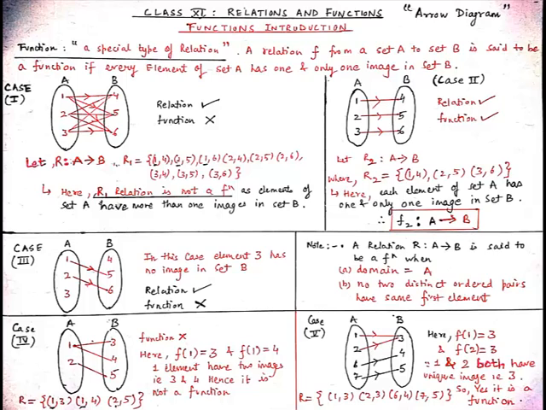Now let us see case 3, in which the elements of set A are 1, 2, 3 and elements of set B are 4, 5, 6. By this arrow diagram, 1 is related to 5 and 2 is related to 6. As you can clearly see, the element 3 in set A has no image in set B. So again, it will not satisfy the definition of function. Therefore, it is not a function.